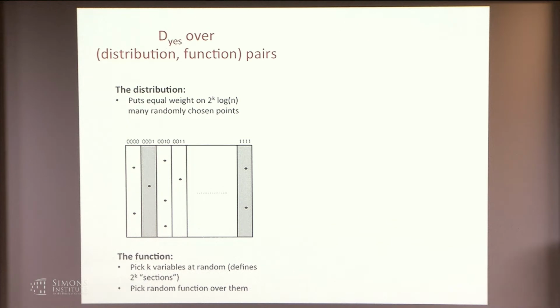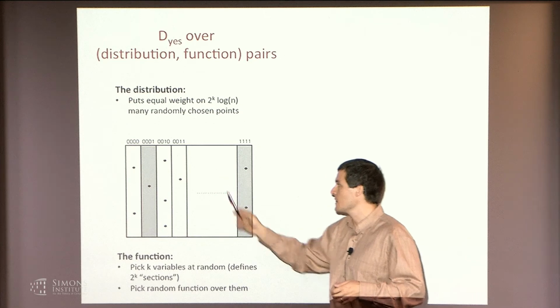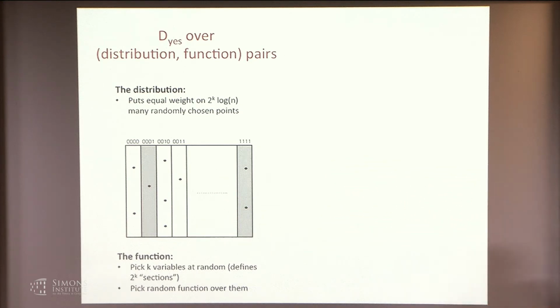Okay? And I make my distribution uniform over those points. So this is just a bunch of black dots here, these 2 to the k log n points. Okay? The function part of the distribution function pair is exactly what you'd expect.